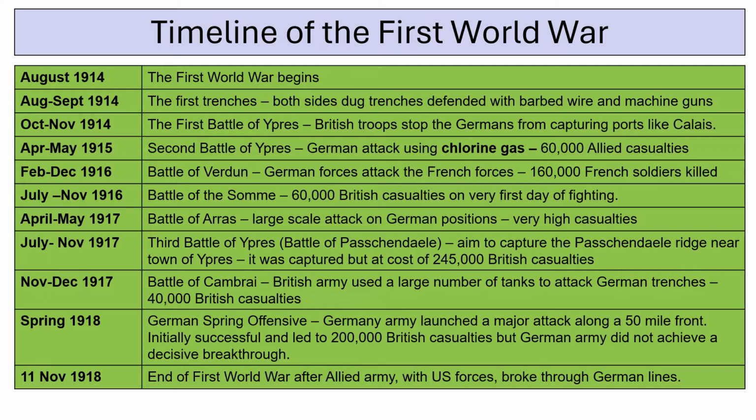Spring 1918, the German spring offensive. The German army launched a major attack along a 50-mile front. It was initially successful, but it led to 200,000 British casualties, and the German army did not achieve the decisive breakthrough. The end of the First World War was the 11th of November 1918, after the Allied armies, with US forces, broke through German lines. So you can see here, First World War, very brutal conflict, lots of casualties, and obviously we're going to look at the kind of medical history of that as part of this video.